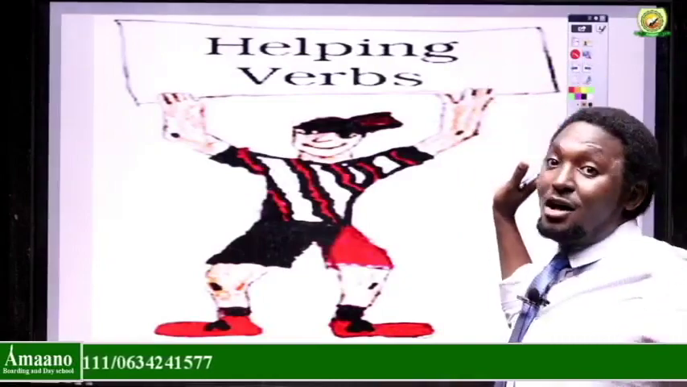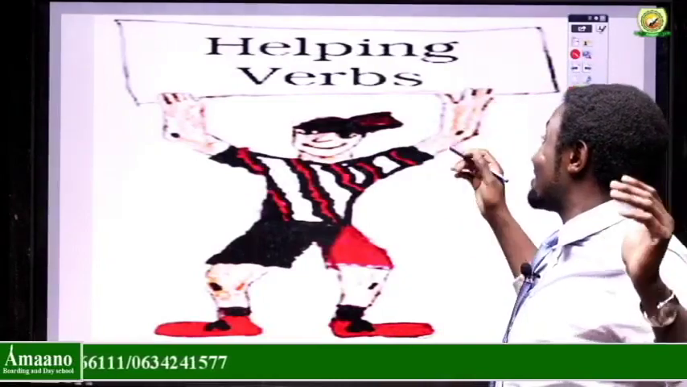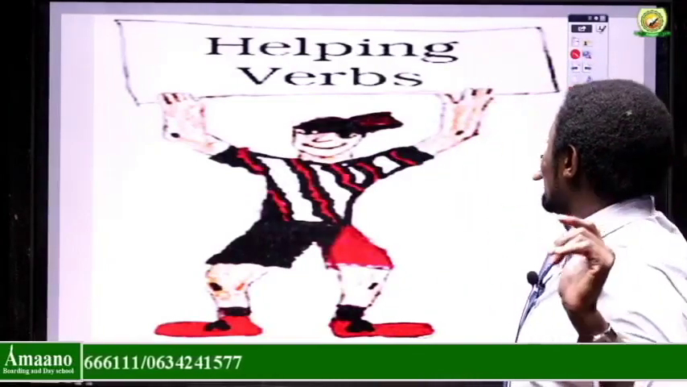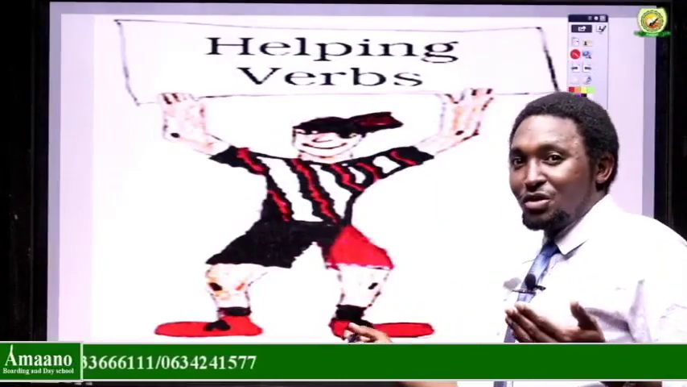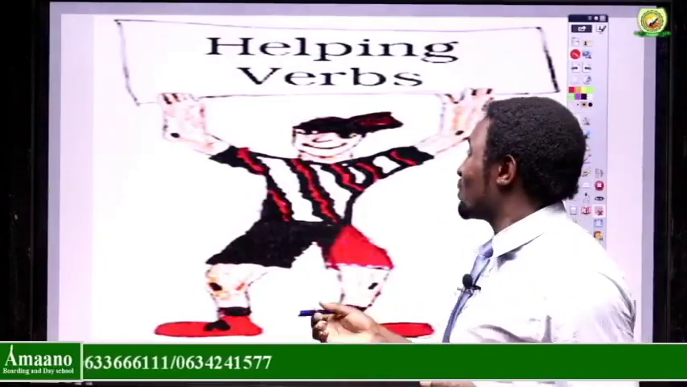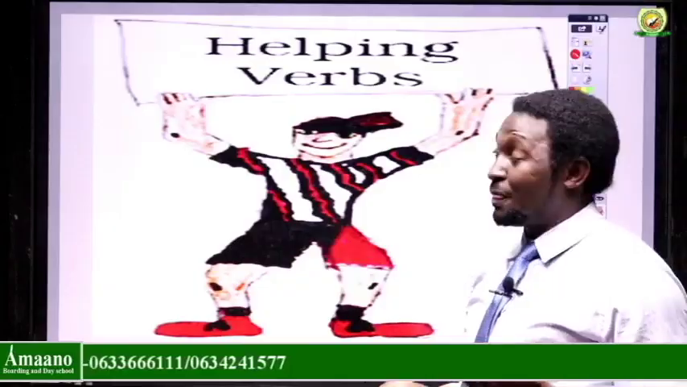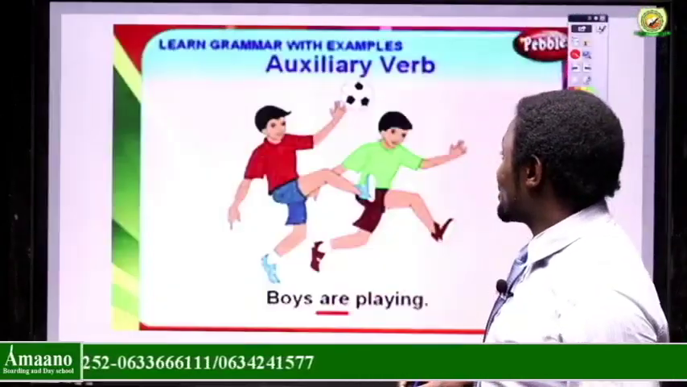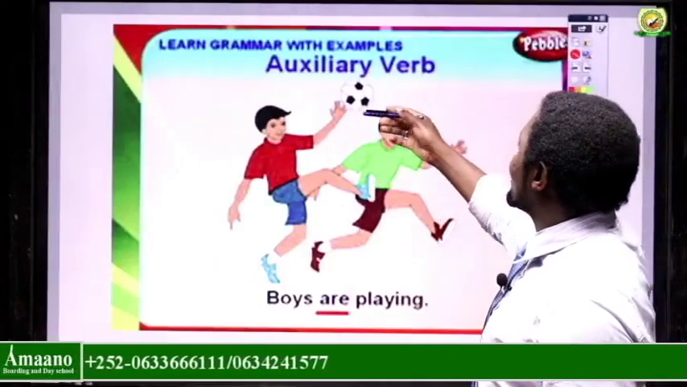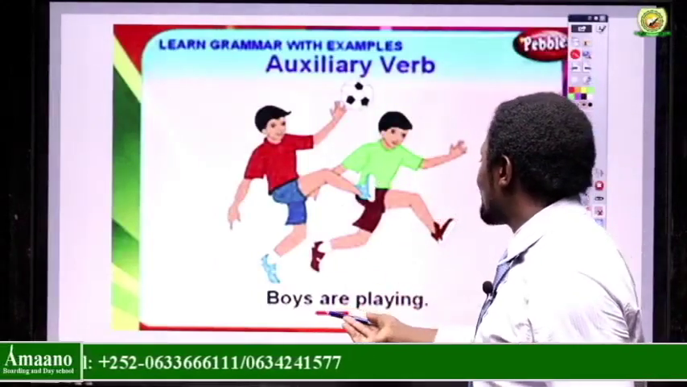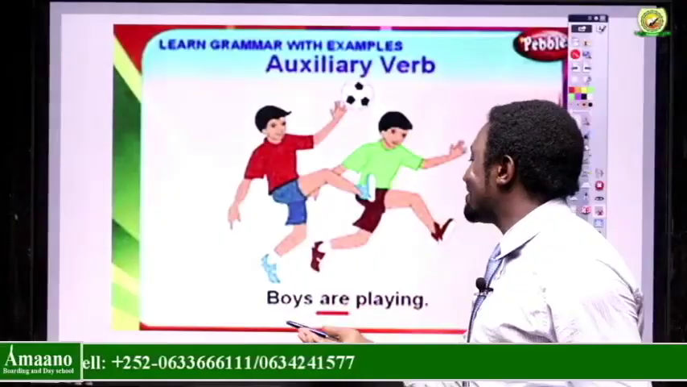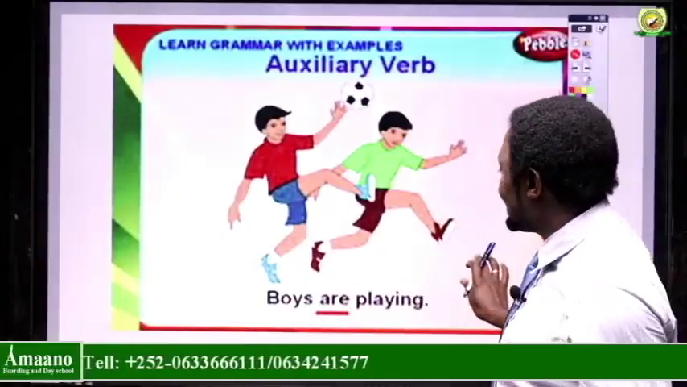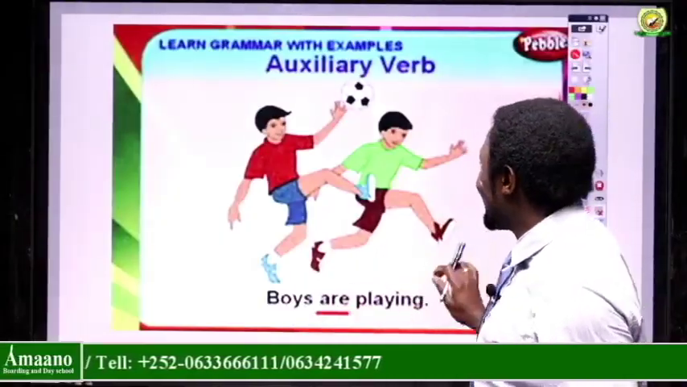The objective: helping verbs. That means, you see this guy, he's helping. First, we need to know that auxiliary verbs are also referred to as helping verbs. That is another name, helping verbs. There are some pictures here. Learn auxiliary verb. Boys are playing. So "are" is underlined.